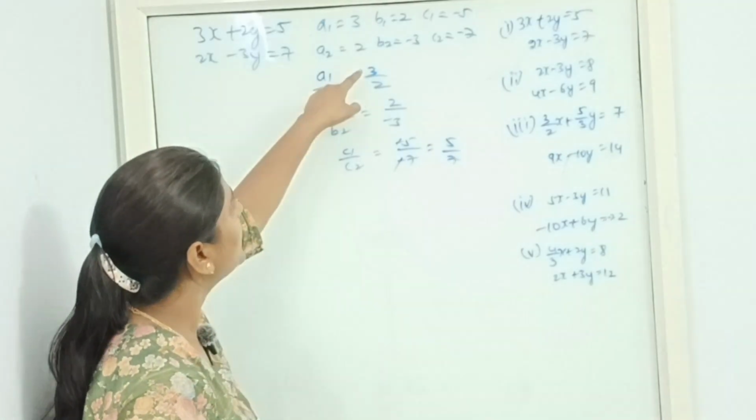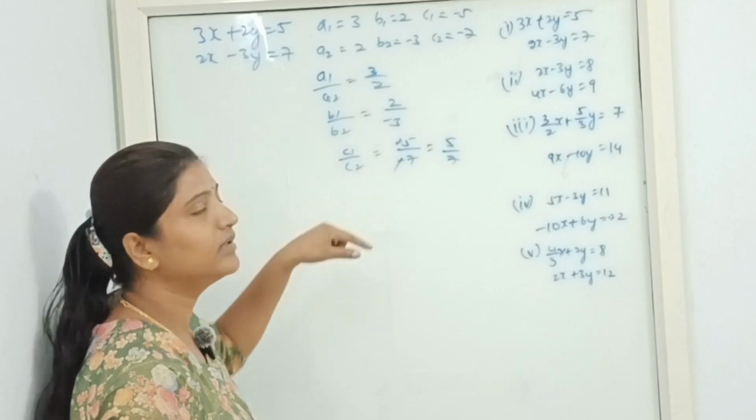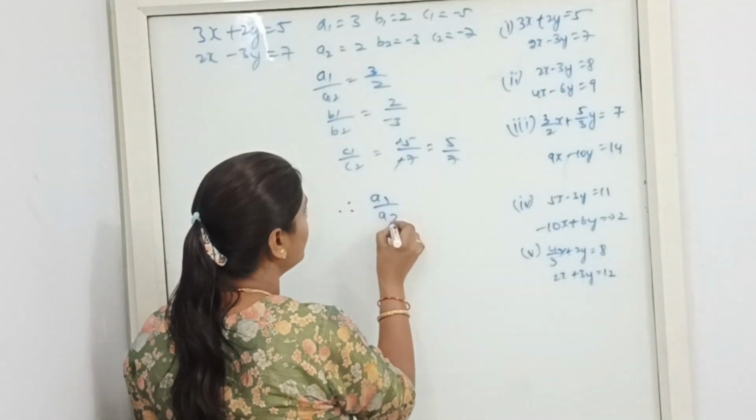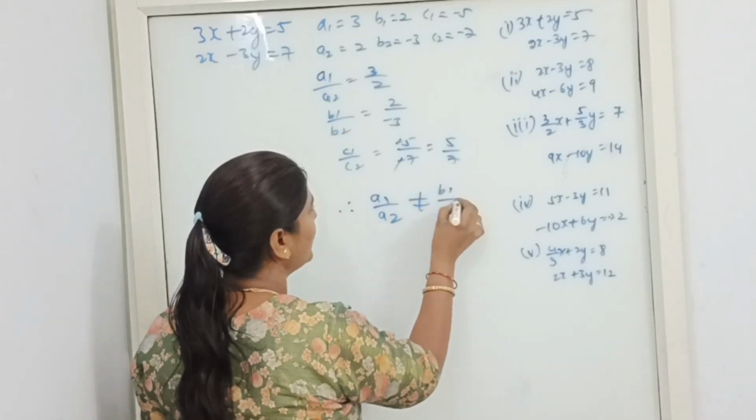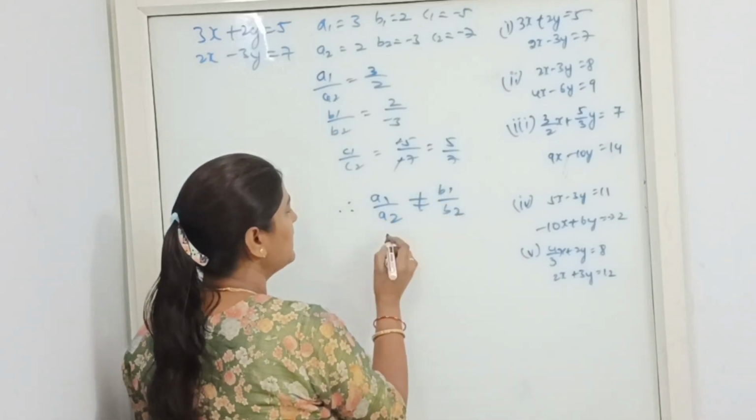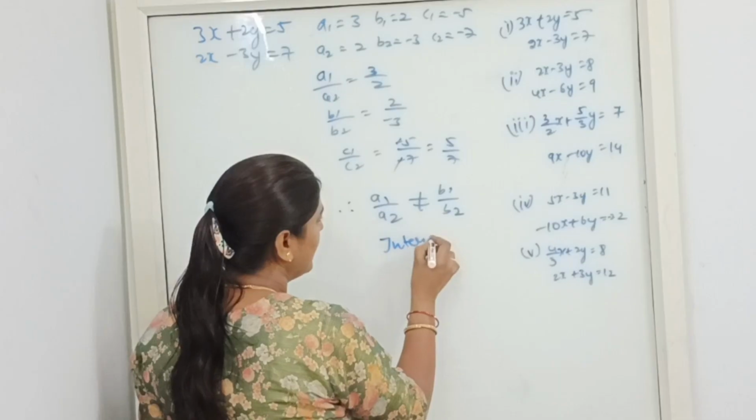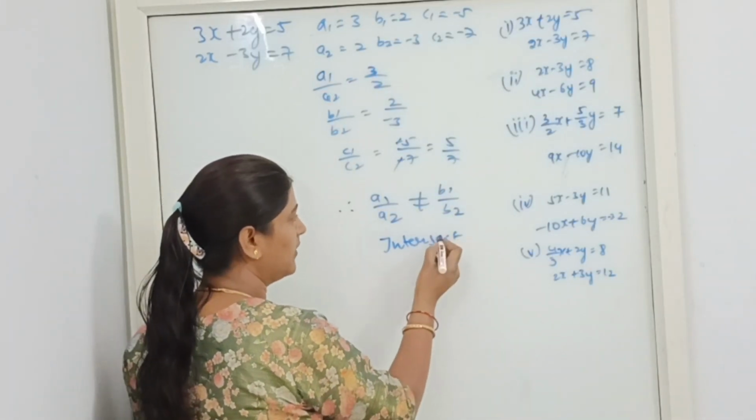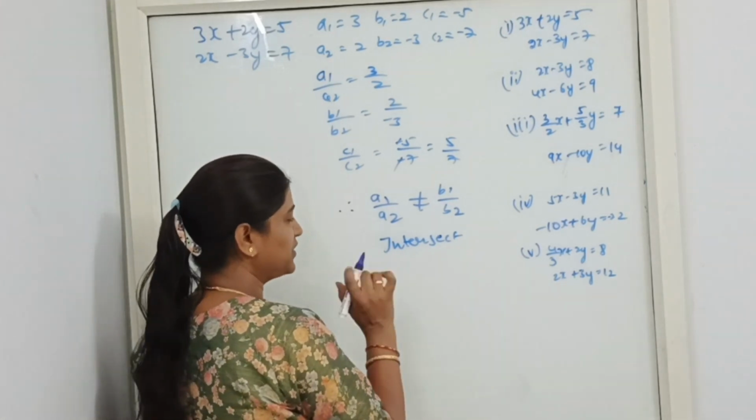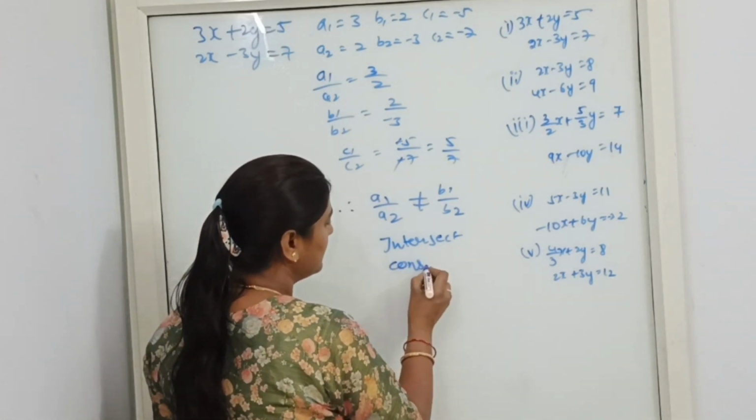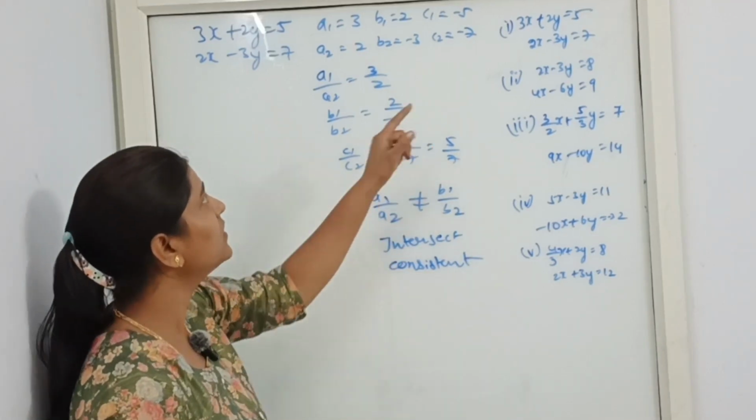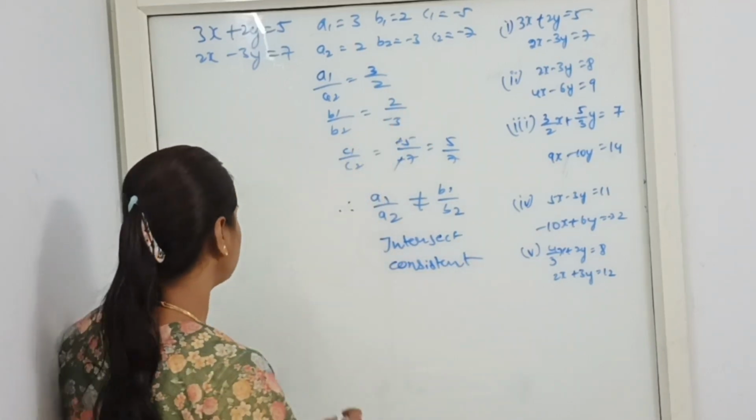So see here, 3 by 2 is not equal to 2 by minus 3. Therefore, a1 by a2 is not equal to b1 by b2. It means they intersect. It is not required to write here, but you can write it, no problem. So if they intersect, a solution will be there, and that is consistent. Clear? The first one belongs to consistent. Let us see the second one.